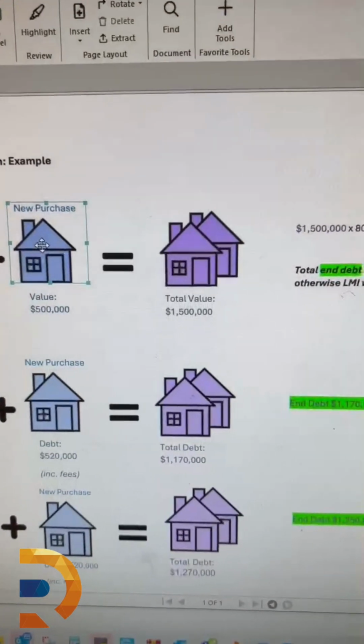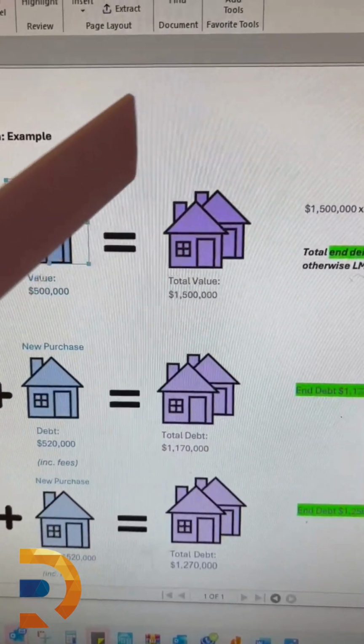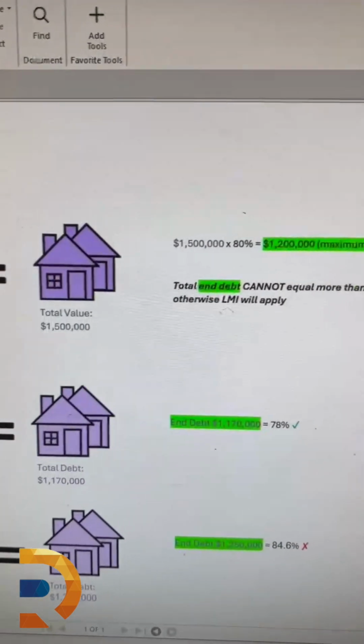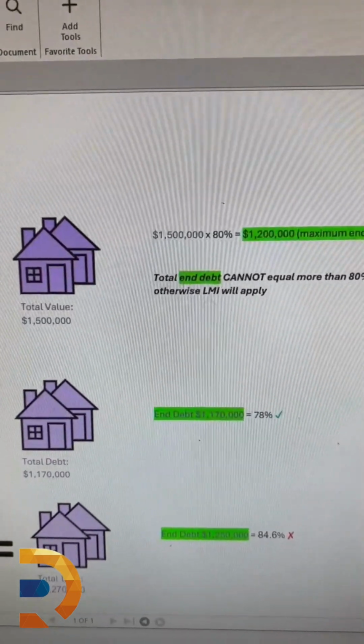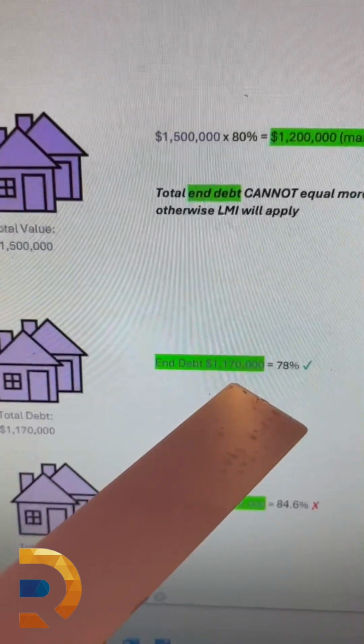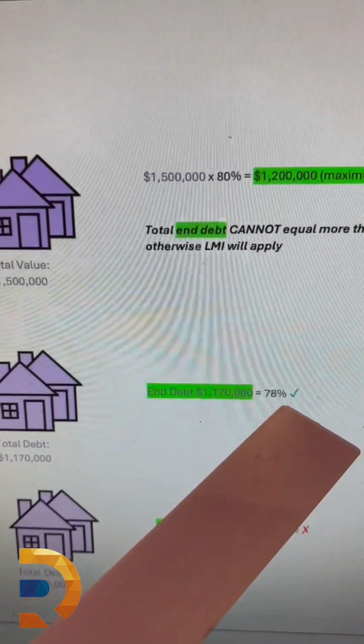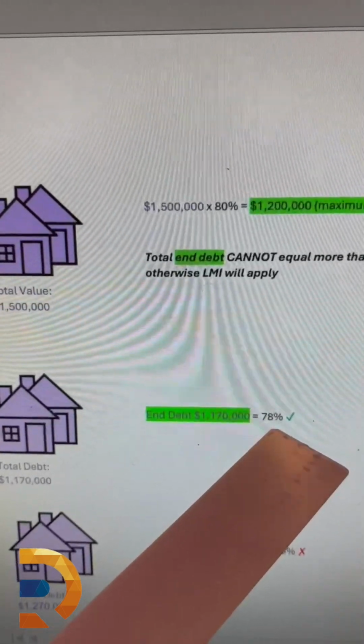So we work out the debt ratio of loan versus value of the property. And ideally, you want that to be under 80%. So here we can see that that's exactly what we're getting. The end debt is 78%. So that's terrific. That's the position you want to be in.